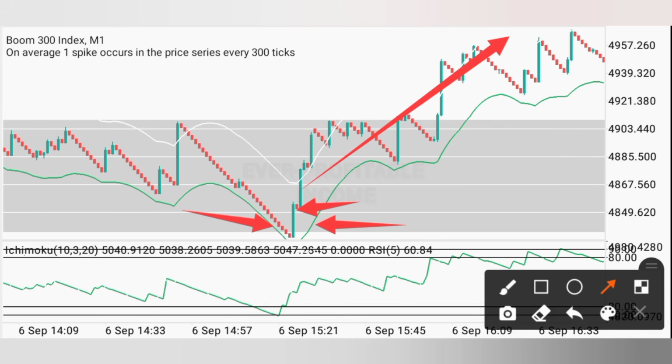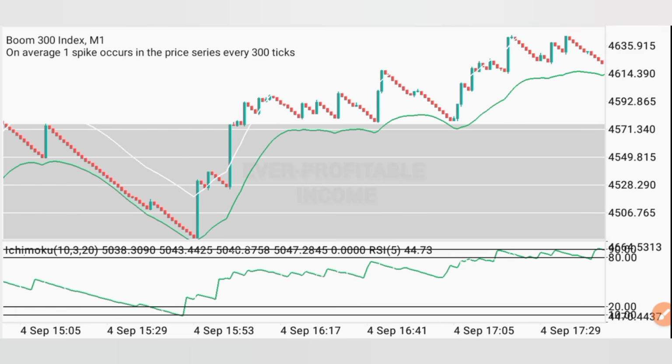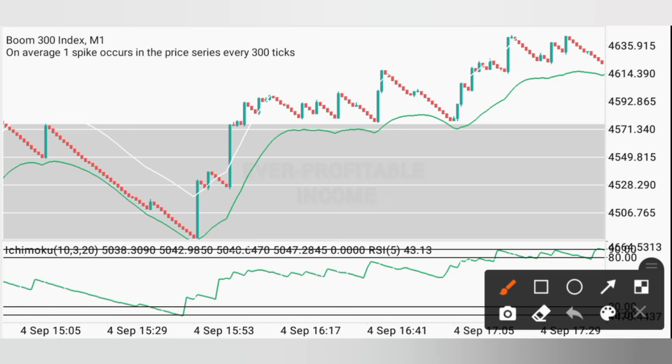Now let's check the second support zone that we marked out at the 1 hour time frame. Let's check it out on the 1 minute time frame. Okay, so this is the second support zone that we marked out at the 1 hour time frame. When you look at it, you can see that exactly the same thing happened just like on the first support zone. Your Ichimoku right at that point touched the oversold level, which is your level 10.